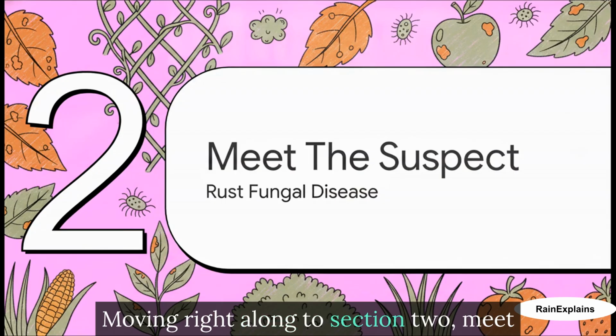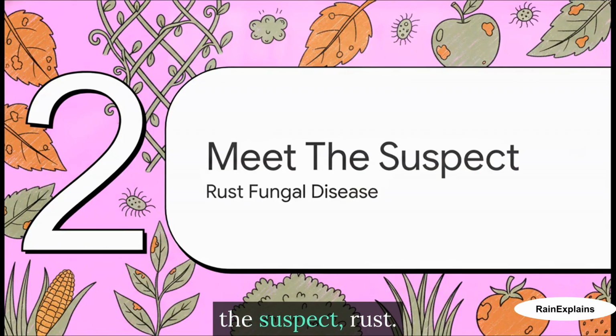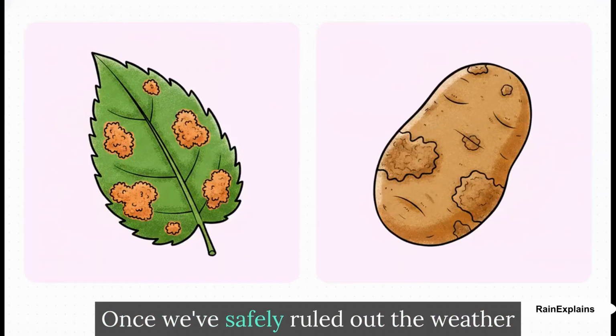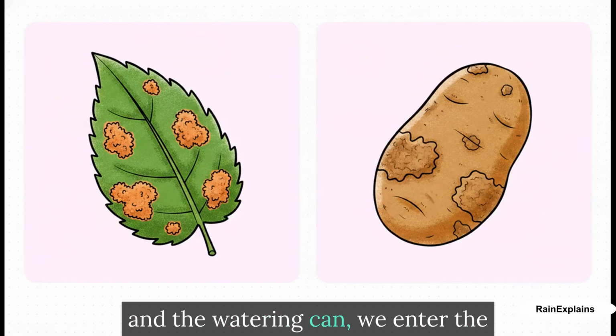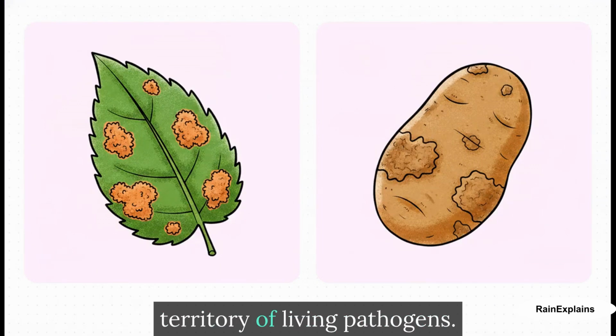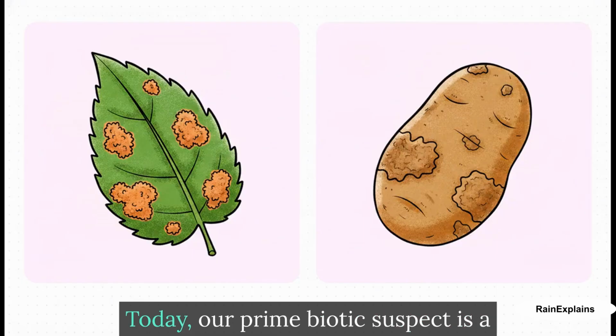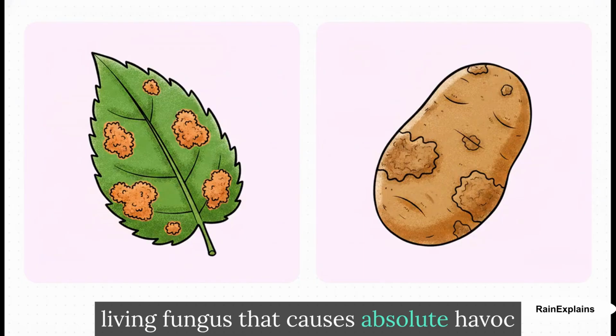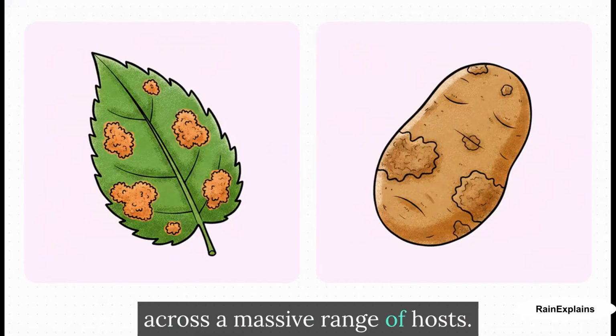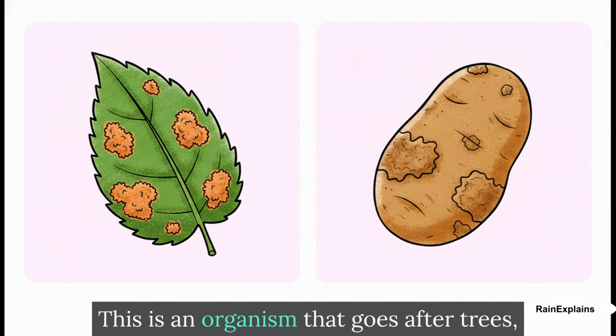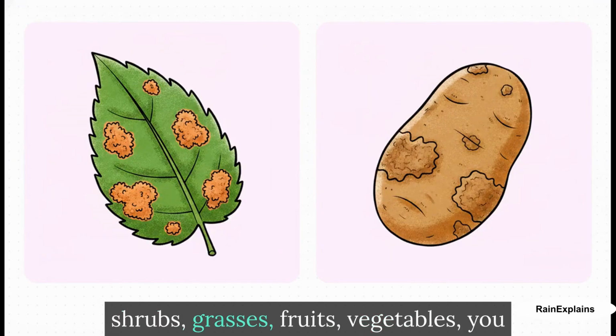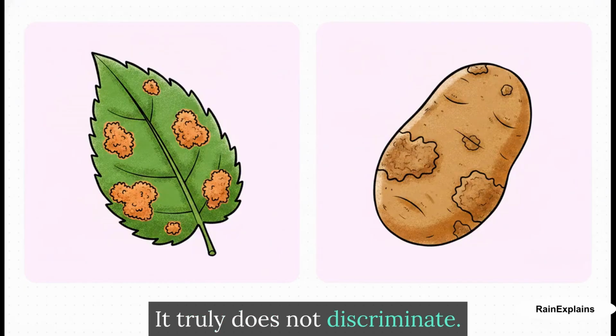Moving right along to Section 2, meet the suspect, rust. Once we've safely ruled out the weather and the watering can, we enter the territory of living pathogens. Today, our prime biotic suspect is a living fungus that causes absolute havoc across a massive range of hosts. This is an organism that goes after trees, shrubs, grasses, fruits, vegetables, you name it. It truly does not discriminate.